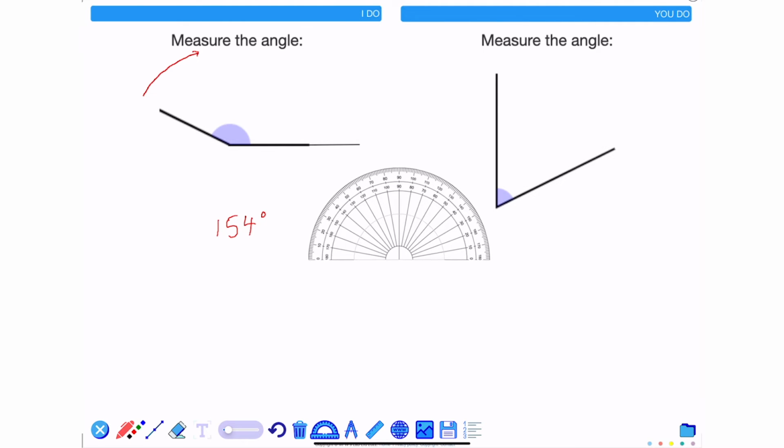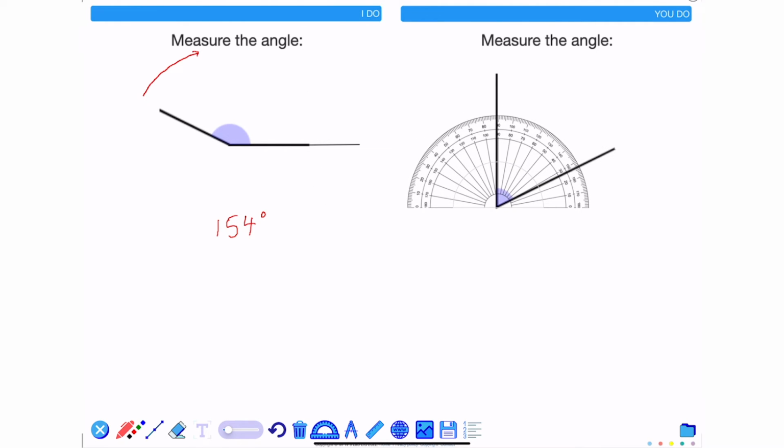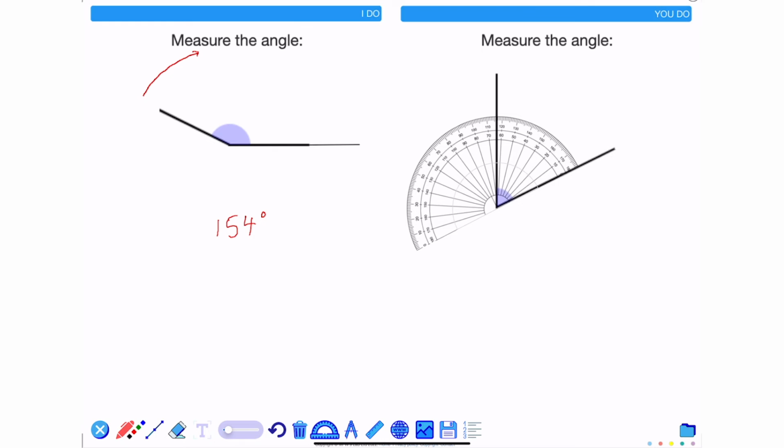So as we did before, place the center of the protractor at the center of where the two lines meet. Rotate your protractor so that 0 is on one of the lines. Now I've opted in this case for the 0 that is on the inside, so I'm now going to be reading anti-clockwise around to where my other line meets the protractor.